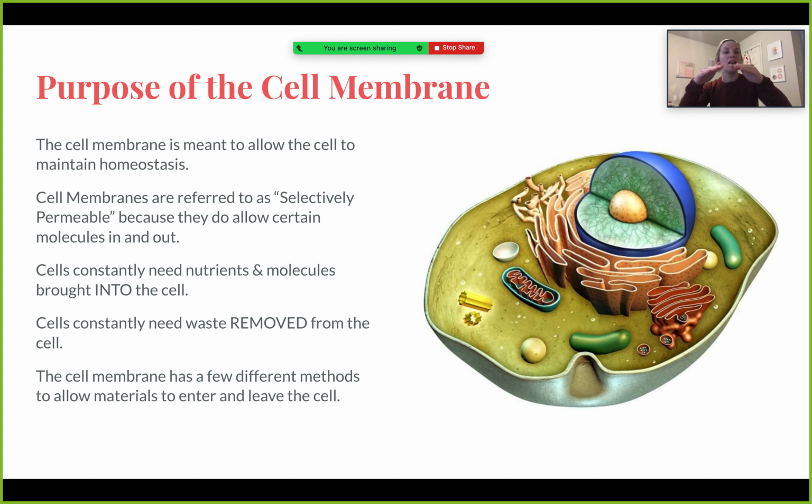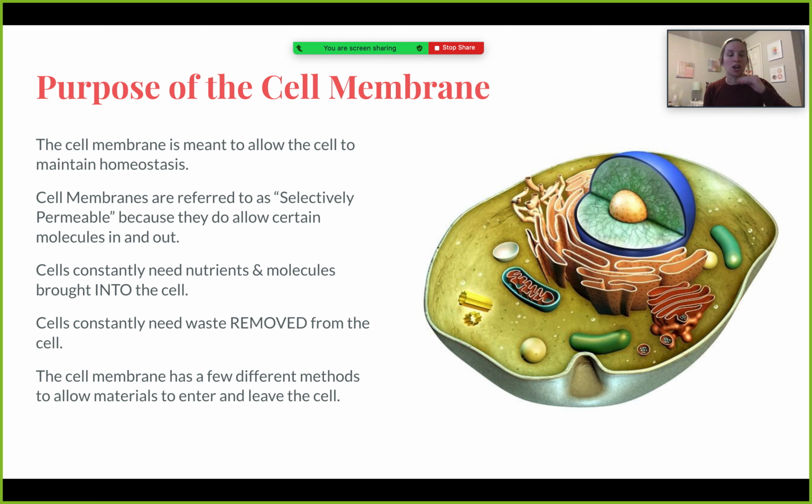And the cell membrane allows the cell to maintain homeostasis by allowing things to come in that the cell needs and kicking out things that the cell does not need. Cell membranes are referred to as selectively permeable. This means that only certain things can come in and certain things can come out. Because if you think about it, you don't want just anything inside the cell, like a virus or bacteria would be really bad to get inside the cell.